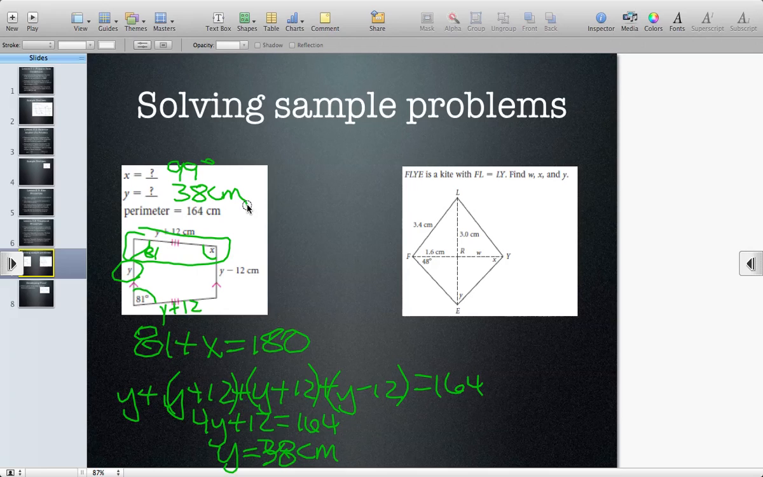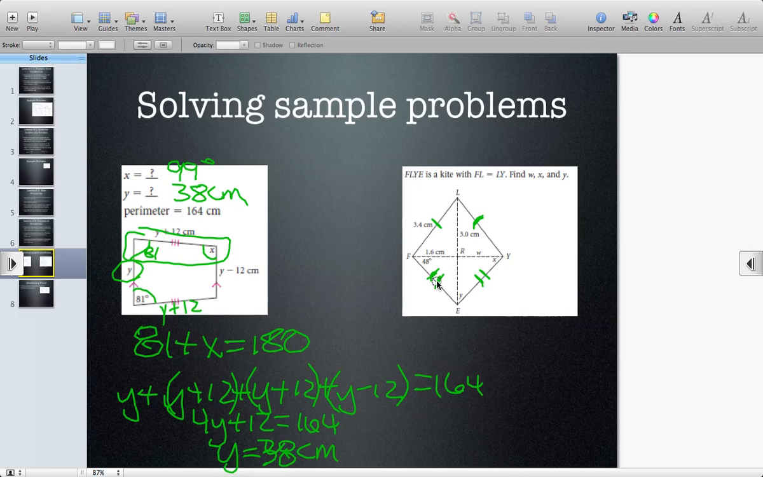Alright, so trapezoids are pretty easy, especially when they are isosceles trapezoids. Let's take a look at the kite question. So it tells us in the instructions that FLYE is a kite. Kind of funny, fly is a kite because you fly a kite. Anyhow, so FL is equal to LY. So FL is congruent to LY. So that tells us that these two are then congruent to each other, because we know with kites, the consecutive sides are congruent. Find W, X, and Y.